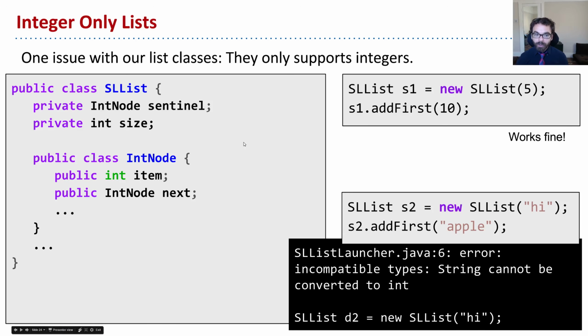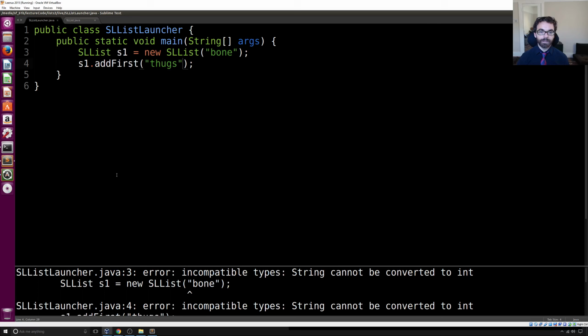items, and therefore, if we tried to create an SLList using a string, or we try to add to such an SLList using a string, we will get an error. You cannot do this. You cannot take strings and convert them into integers. That's the ultimate trouble. So how do we fix that?